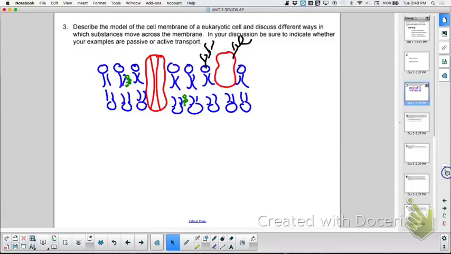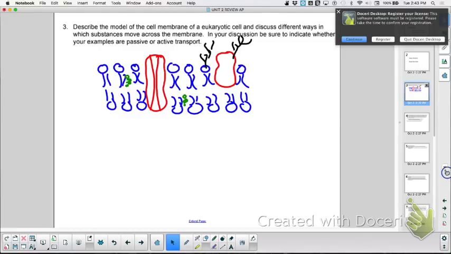What's the third way? We did this, and this was the third way. Endo and exo. And that is always going to be what? Active transport, because you're moving whole cell membranes, and specifically the cytoskeleton. Okay, and then endocytosis, there were three types: pino, phagocytosis, and receptor mediated to bring it in. And then you would differentiate between those, and then exocytosis.